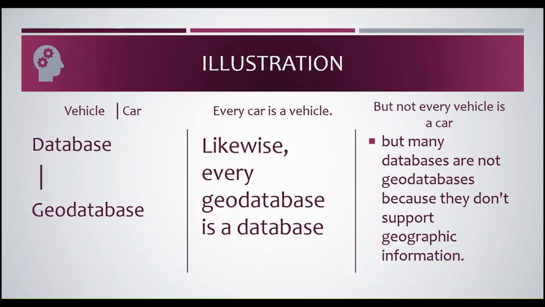Illustration: a vehicle and a car. Every car is a vehicle, but not every vehicle is a car. So database is to geodatabase. Likewise, every geodatabase is a database, but many databases are not geodatabases because they don't support geographic information.